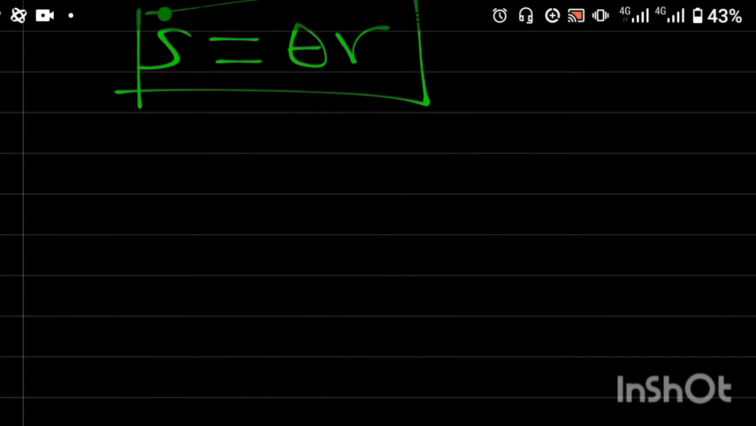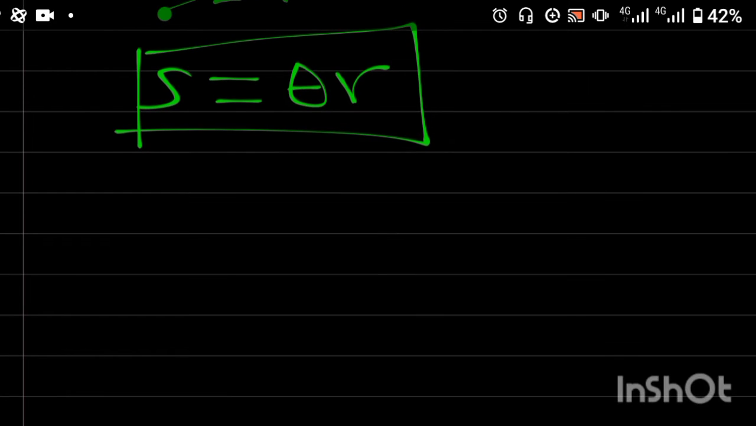We know that S is the linear displacement. Linear displacement is the measure of separation between 2 points. But when we call it displacement, we say that it has direction. But let's just give the basic definition of distance between 2 points. Now we are going to talk about theta. What is now theta? Theta is the angular displacement of an object. The same way we have linear displacement, we also have angular displacement.